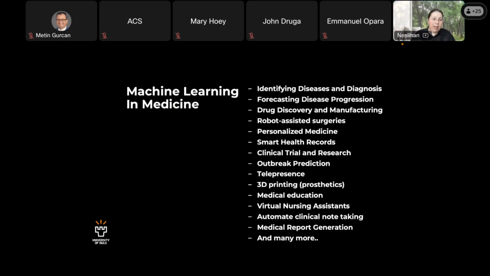Here are some areas where machine learning has started to be used, but it is just the beginning and the list keeps growing. I am sure that you have heard many successful applications in these seminar series, so I will quickly mention a few. The most common use is automatically identifying diseases from medical data, especially imaging data.